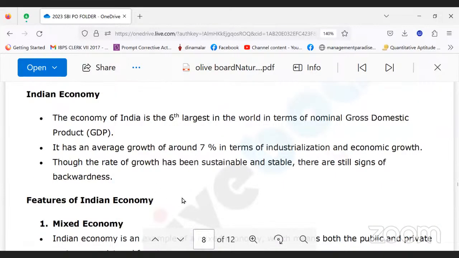Indian economy. The economy of India is the sixth largest in the world. I think now it is fifth largest because we have beaten Great Britain also. Now it is fifth. In terms of nominal gross domestic product (GDP), it has an average growth of around 7% in terms of industrialization and economic growth. Though the rate of growth has been sustainable and stable, there are still signs of backwardness.